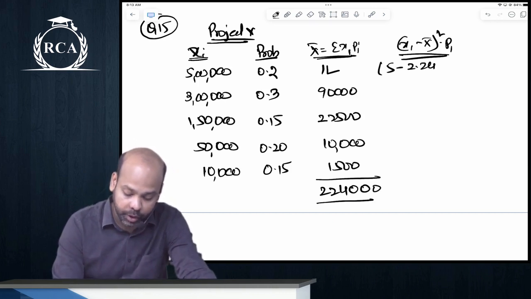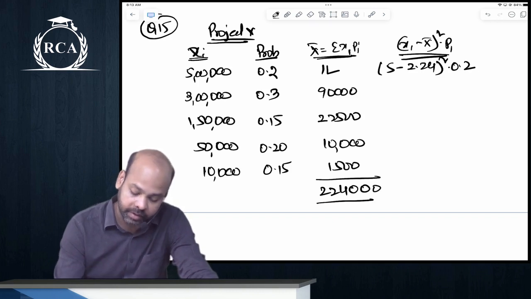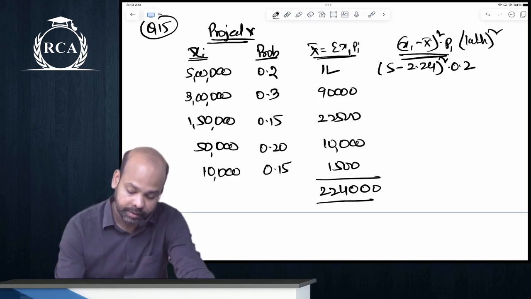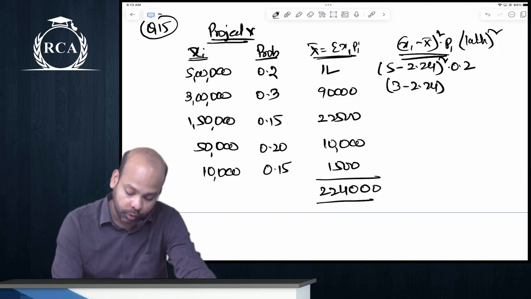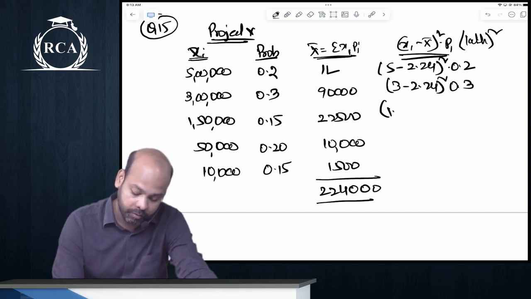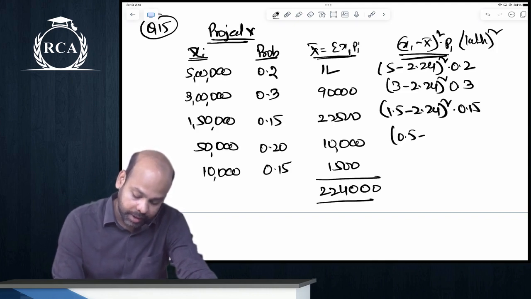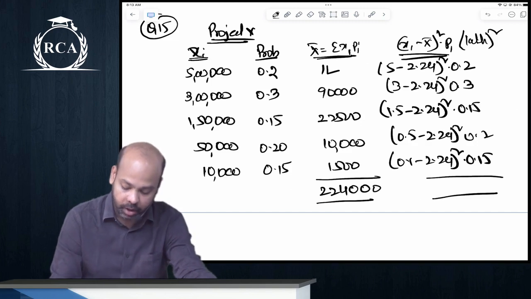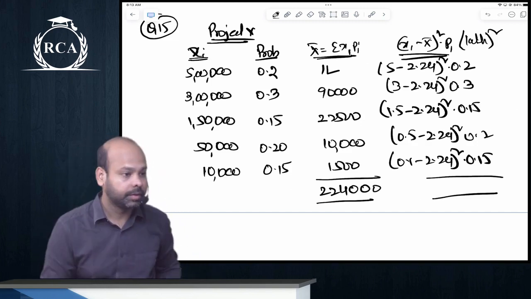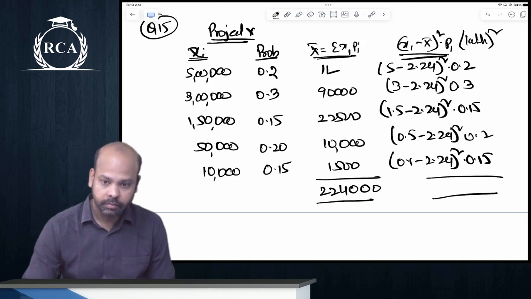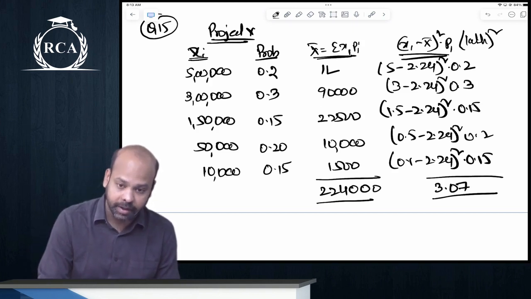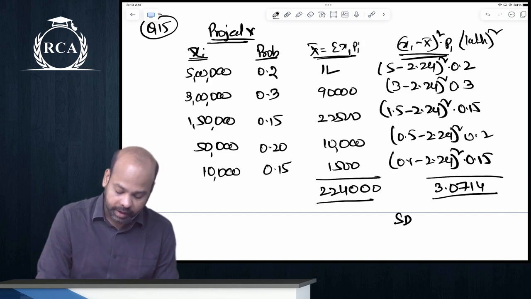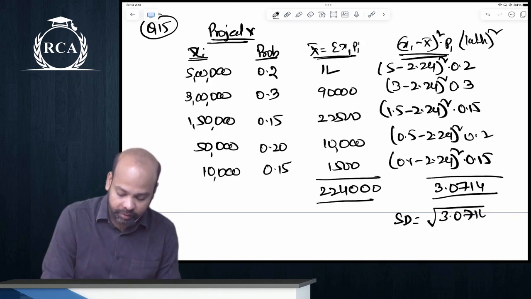So 5 minus 2.24 whole square into 0.25 guys. This is in lakhs beta, lakh square. ठीक है? This is 3 minus 2.24 whole square guys into 0.3. 1.5 minus 2.24 whole square into 0.15. 0.5 minus 2.24 whole square into 0.2. 0.1 minus 2.24 whole square guys into 0.15. How much will this total be guys? 3.0714 lakh square. Standard deviation is root over 3.0714 lakh square.